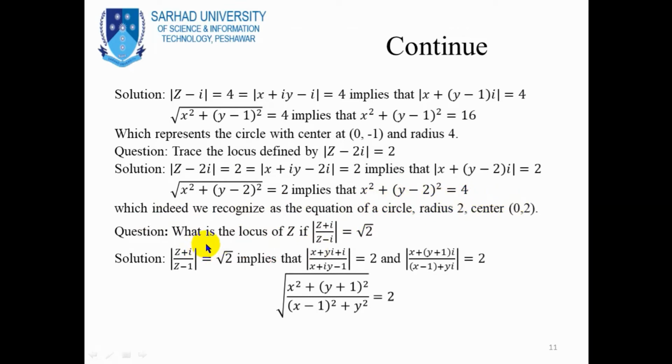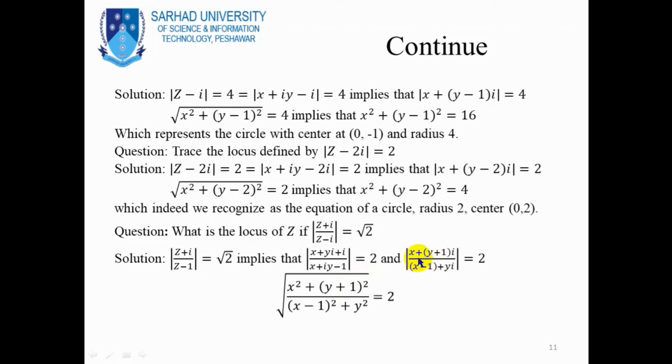Now another problem: what is the locus of z if the magnitude of (z plus iota) divided by (z minus iota) is equal to root 2. First of all, taking the division of this complex number, (z plus iota) divided by (z minus 1) is equal to root 2. So (x plus iota y plus iota) divided by (x plus iota y minus 1) is equal to root 2.